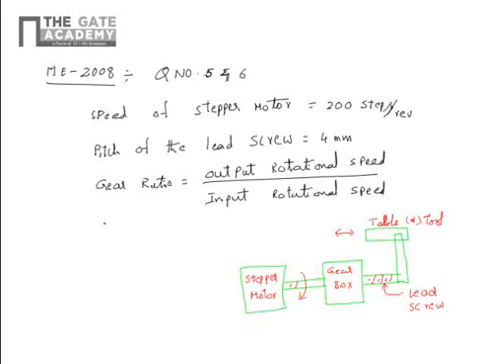So here gear ratio equals 1 by 4, equal to speed of the lead screw by speed of the motor, Nm. So this is the gear ratio, speed of lead screw by speed of stepper motor.